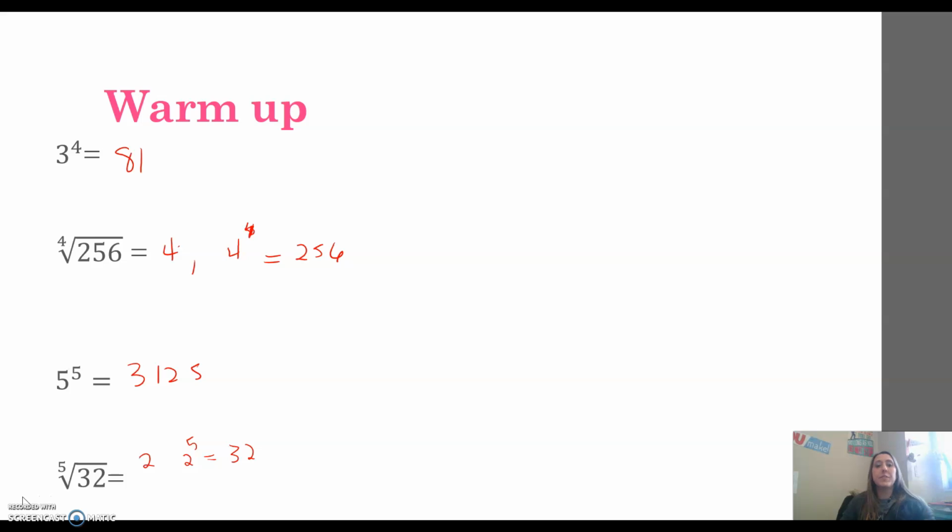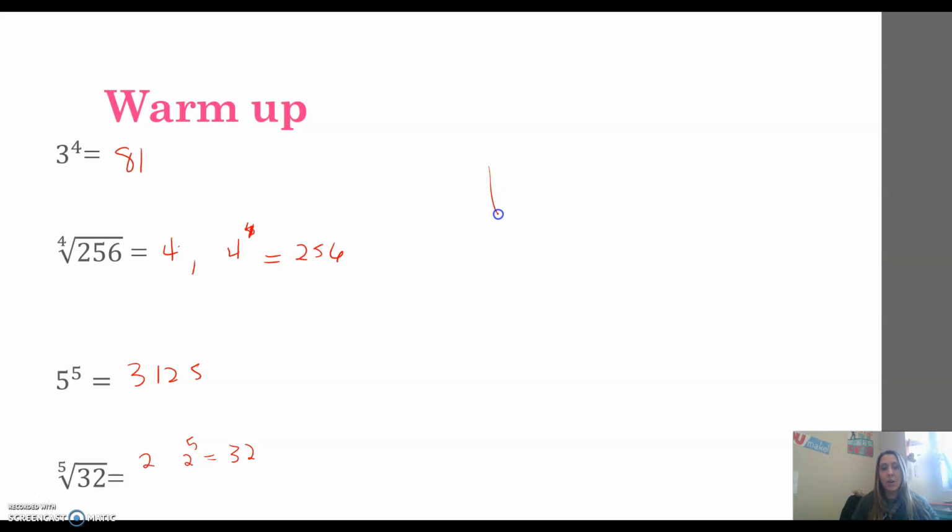The 4th root of 256 is 4, because if we think about it, 4 raised to the 4th power is 256. 5 to the 5th is 3125. And the 5th root of 32 is 2, because 2 to the 5th is 32.